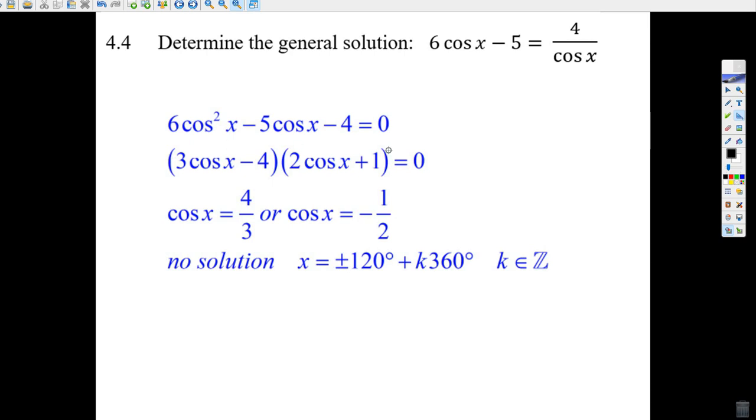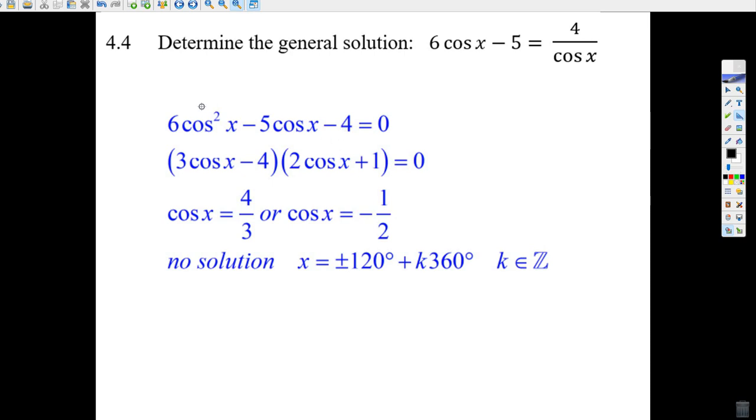You just put two brackets, you put 3 cos x and 2 cos x, because that's more likely to work. You try a balance. 3 times 2 is 6. And if you put even 2 and 2 there, you'll never get an odd number. So if you put a minus 4 there, you get minus 8x. And plus 3 cos x, there's your minus 5 cos x. And it just works, because minus 4 times 1 is minus 4.